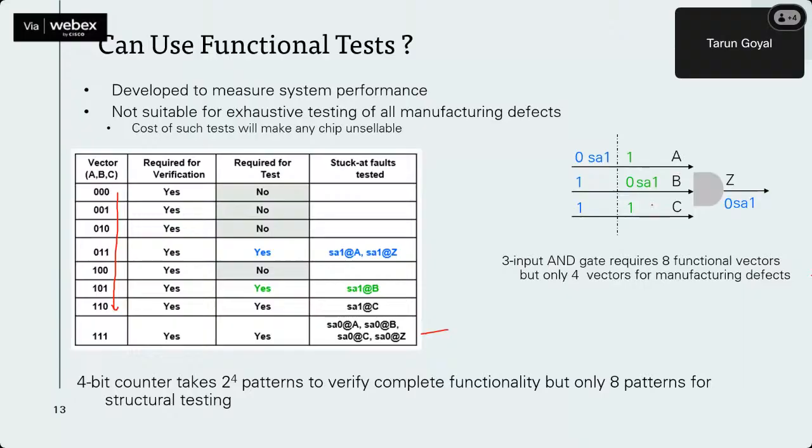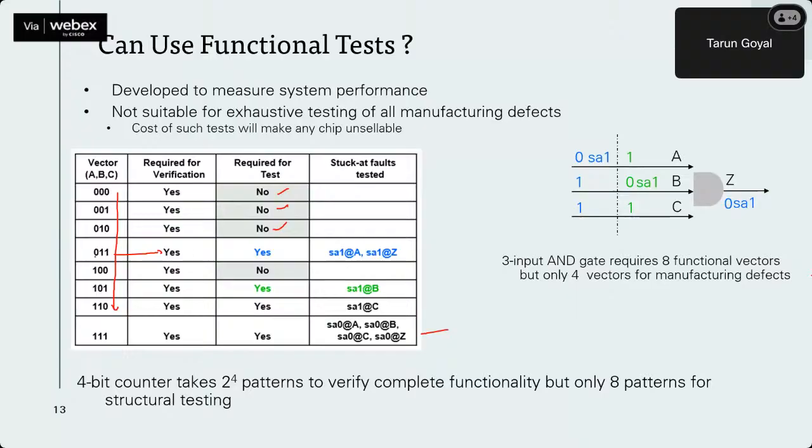If we have any stuck-at fault on any of the inputs, we need one vector. So let's start creating. We can have two of them. This we don't need that combination for DFT. This also we don't need. This also we don't need.